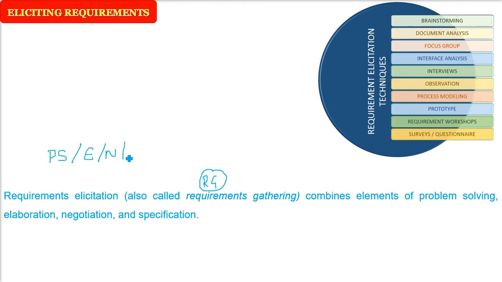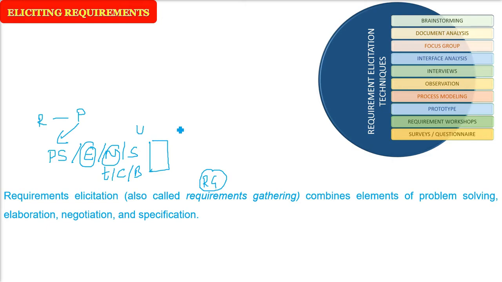For that we have problem solving, elaboration, negotiation, specification. Because when you understand the requirement, you understand the problem. Then you have to solve that problem. Then you have to elaborate on the problem to understand the insights. Then for the time and cost and budget, you need to negotiate. And then finally, both the parties agree on a specification, on a certain written document.